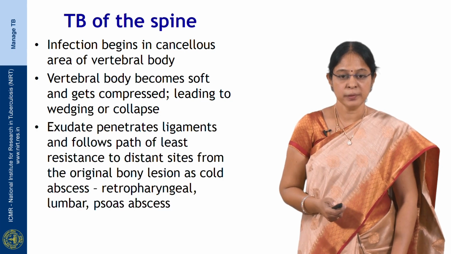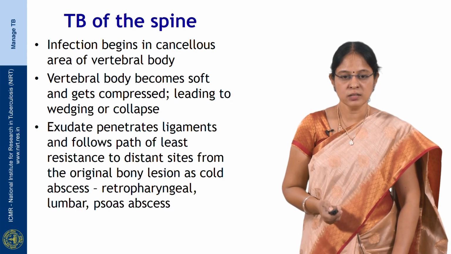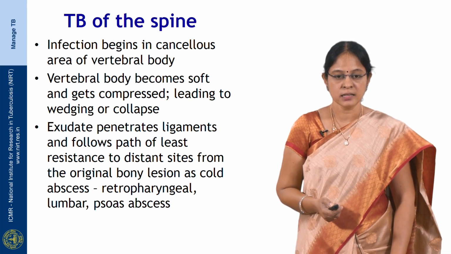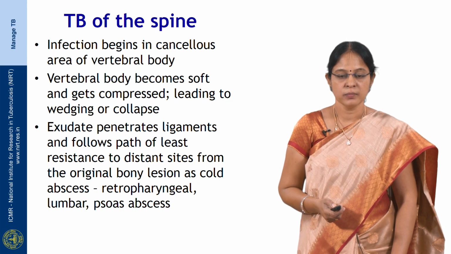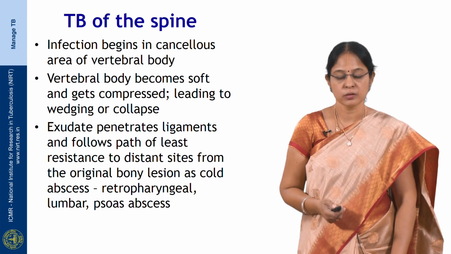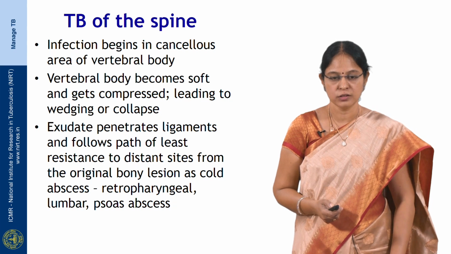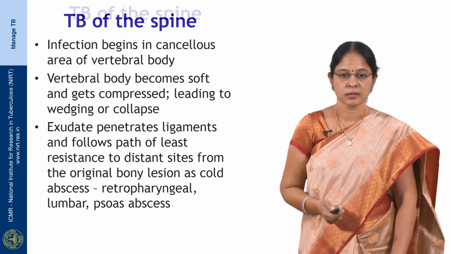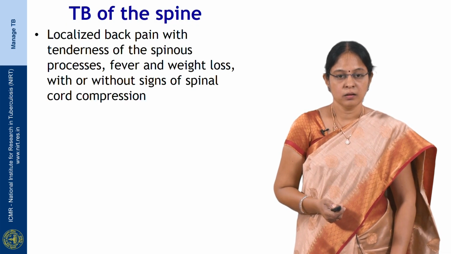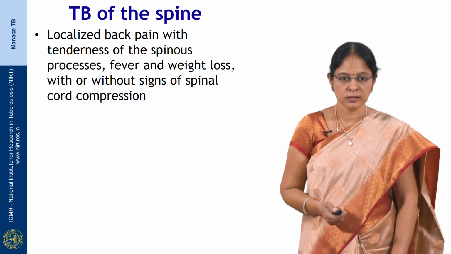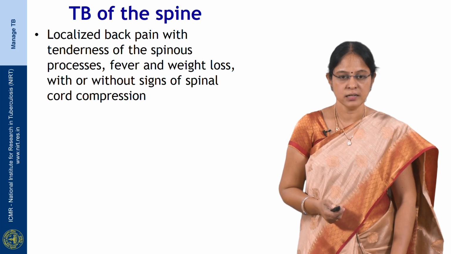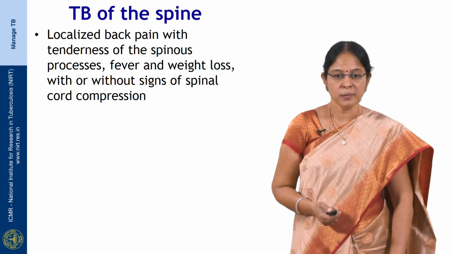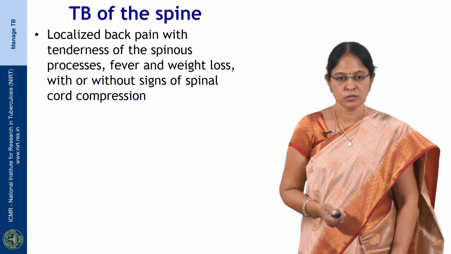The exudate then penetrates the ligaments and follows the path of least resistance through the planes to distant sites from the original bony lesions, where they form the cold abscess. Cold abscess can occur in the retropharyngeal area, lumbar region and in the psoas region. Usually the patient complains of localized back pain with tenderness of the spinous process, fever and weight loss. There may be signs of spinal cord compression also.